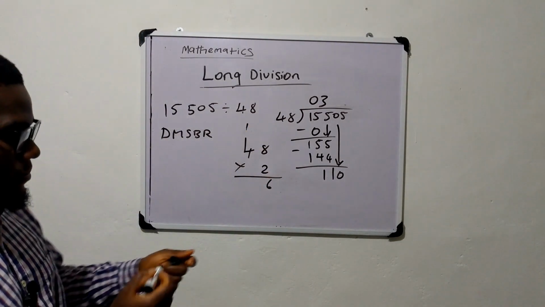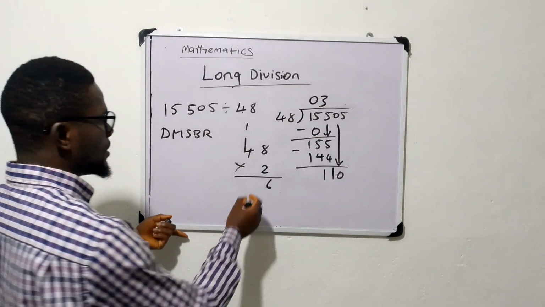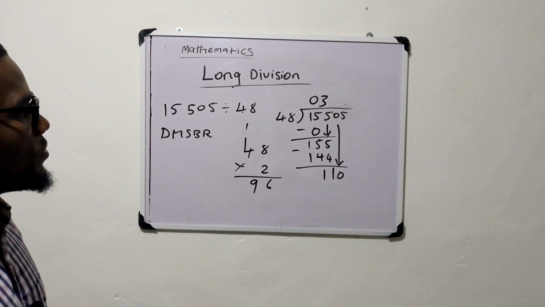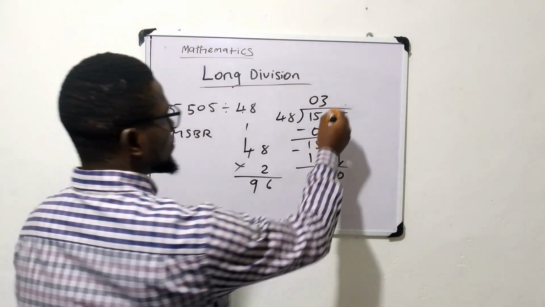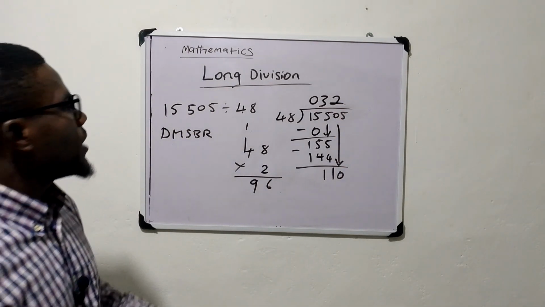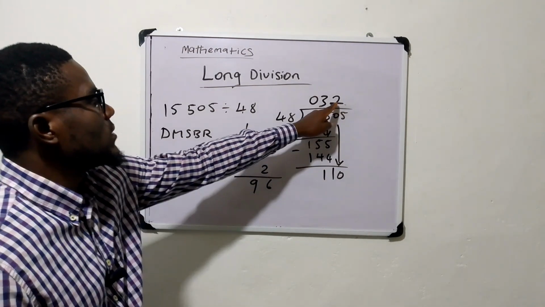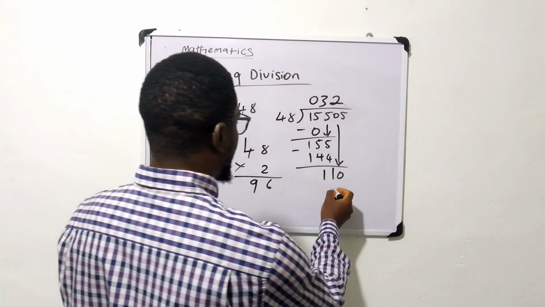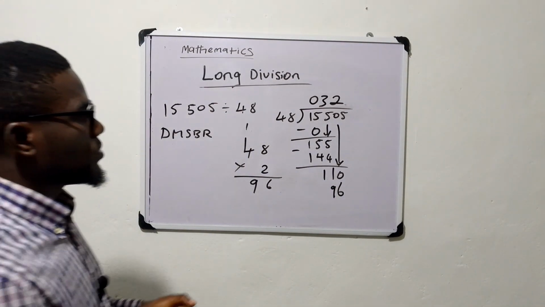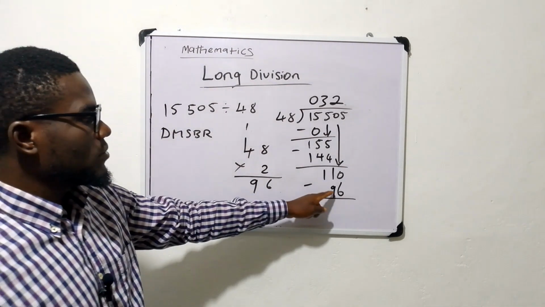Then when you multiply 4 by 2, you have 8, plus 1, you have 9, so that gives 96. That is to say, we have 2 here. Now we are done with division. The next thing is multiplication. When we multiply 2 by 48, you have 96. Then you have to subtract.